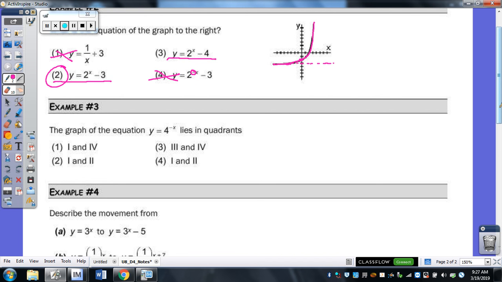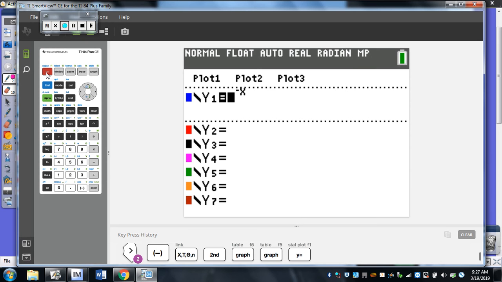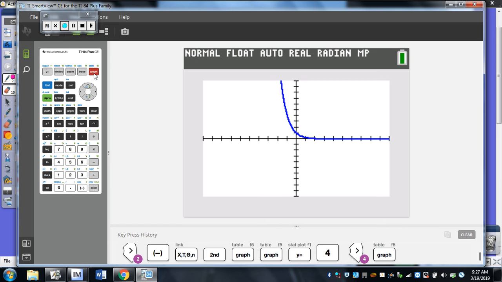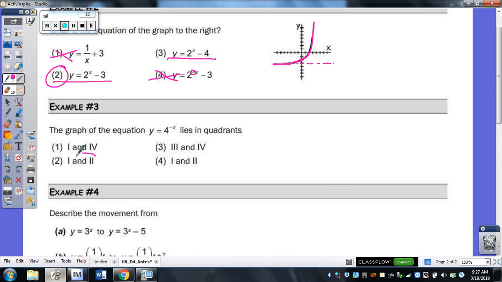All right, number 3, the graph of the equation y equals 4 to the negative x lies in which quadrants? So let's put that in our calculator just to make sure. So we want 4 to the negative x. And then if we look at our graph, yep, that falls into quadrants 1 and 2. Right there, choice 2.